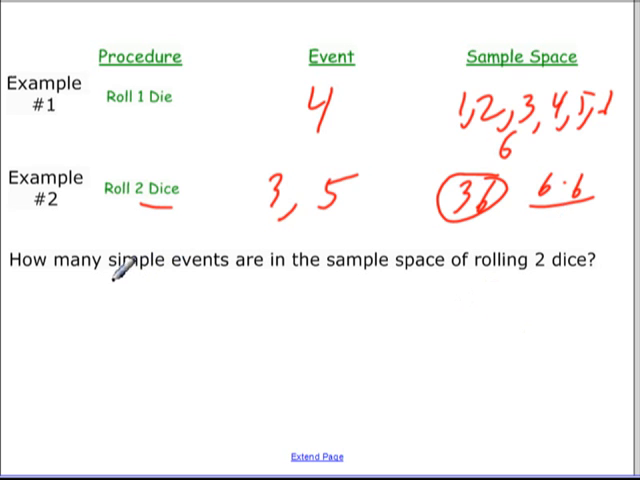So one thing to think about: how many simple events are in the sample space of rolling 2 dice? A simple event is to roll a die. Another simple event is to roll the second die. So there are 2 events happening here, and they are independent events. Rolling the first die, the green die, has no impact on what happens when you roll the red die. So that's what we mean by simple events. They don't impact each other. And that's going to be an important idea as we move forward.